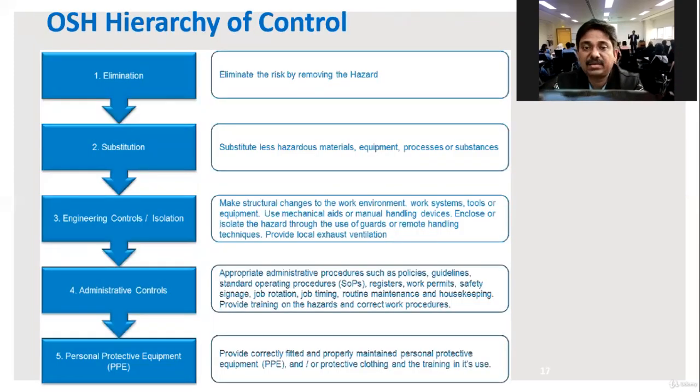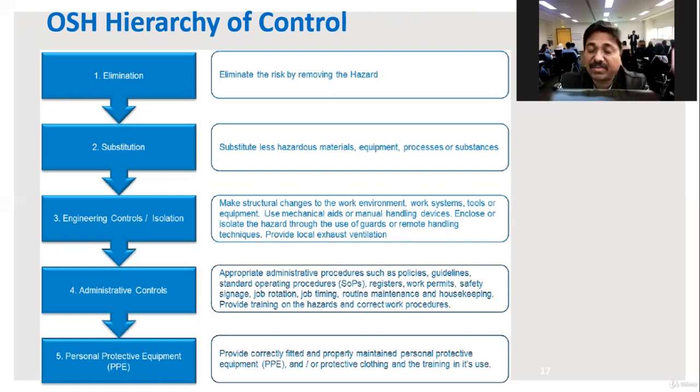So this is the hierarchy of control. Any kind of occupational or environmental risk identified, how we have to reduce the risk factor or implement the control measures, we are choosing some hierarchy methodology. First one is elimination.